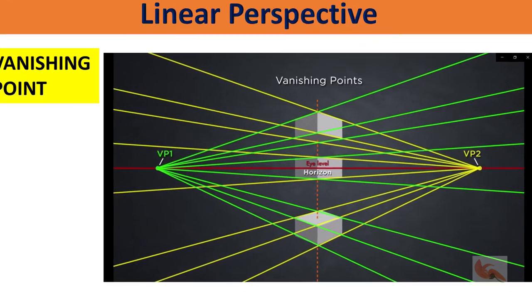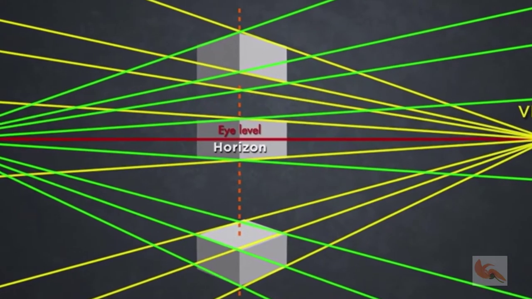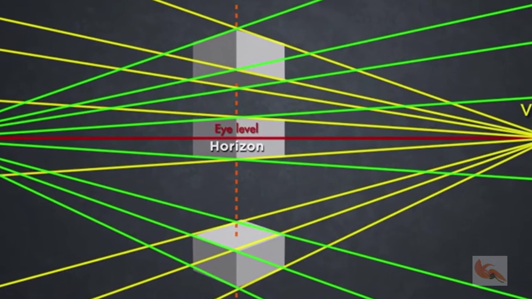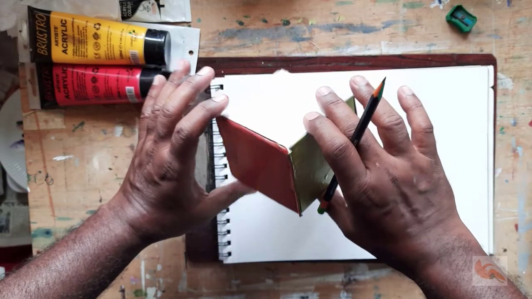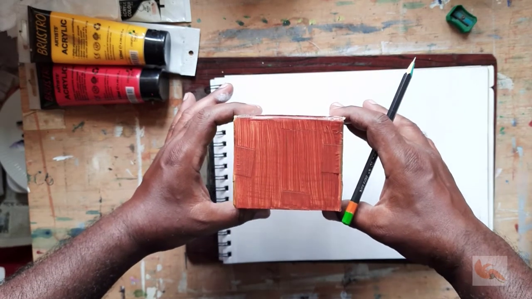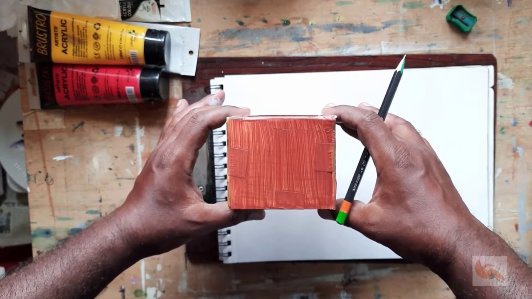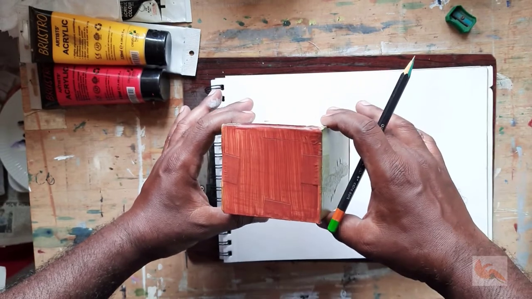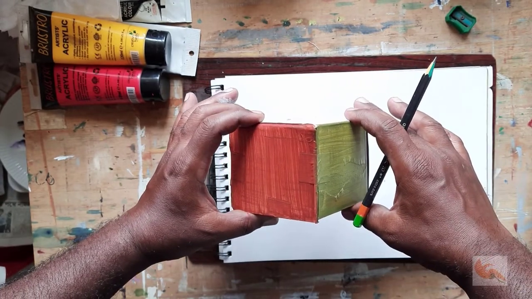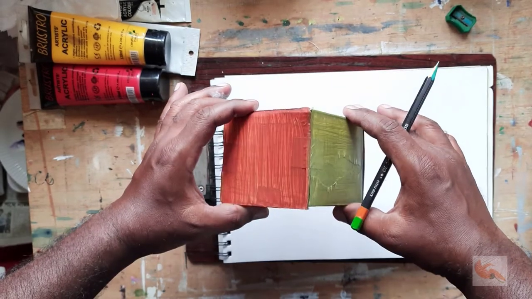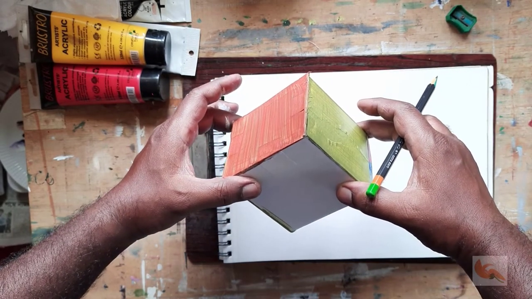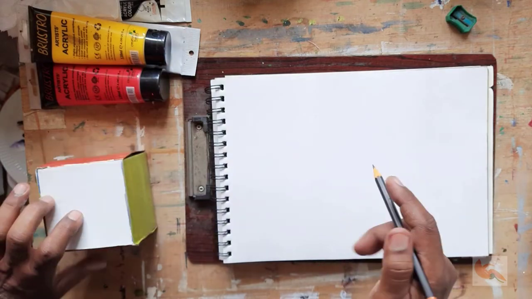Most of us make mistakes in two-point linear perspective when looking at an object from top or bottom. Let's see how a box would look from top or bottom. From the middle, we can see only two sides. We cannot see the top or bottom. When looking from above, we can see the top of the box as well. And when from below, the bottom of it.